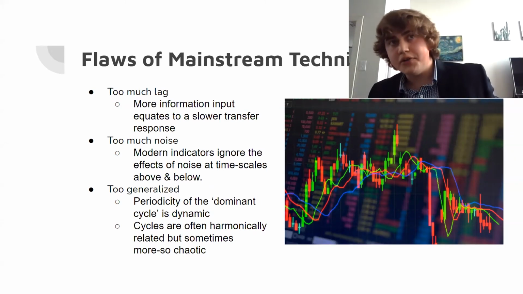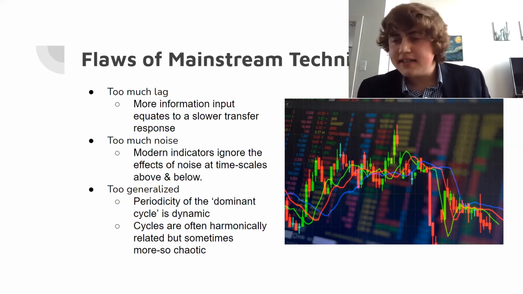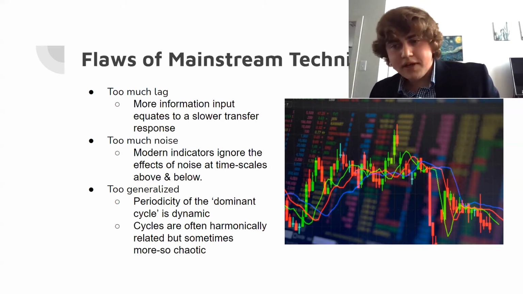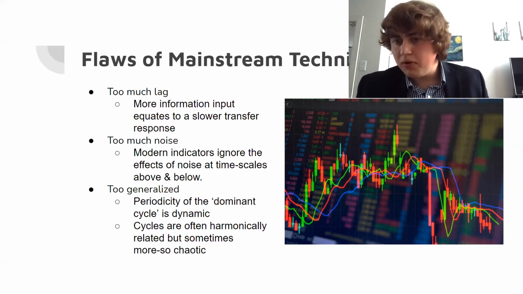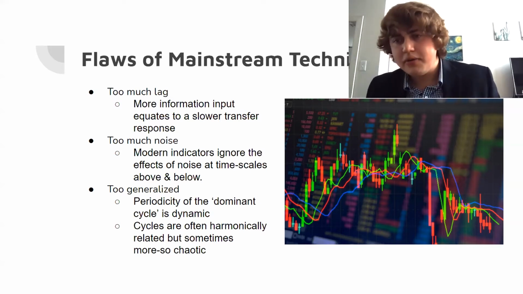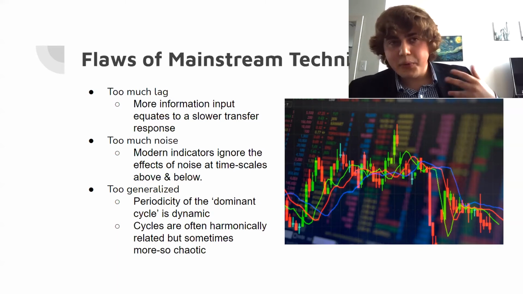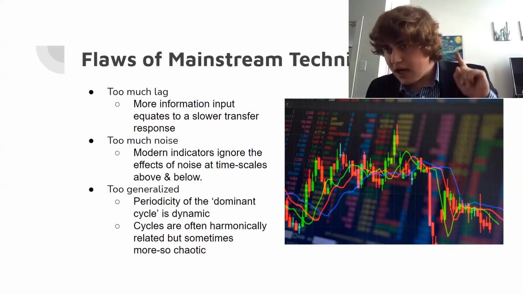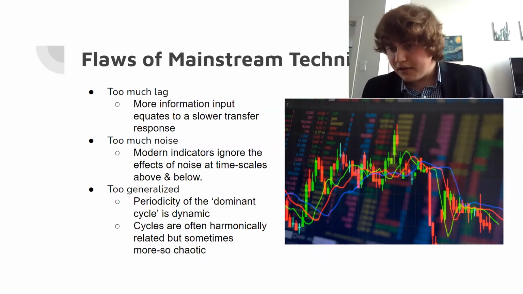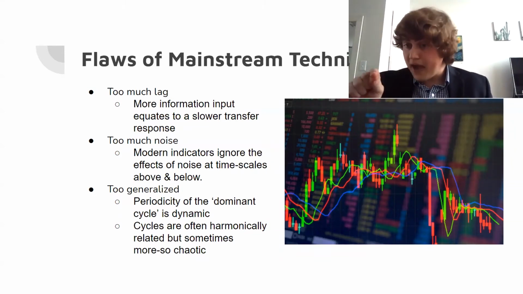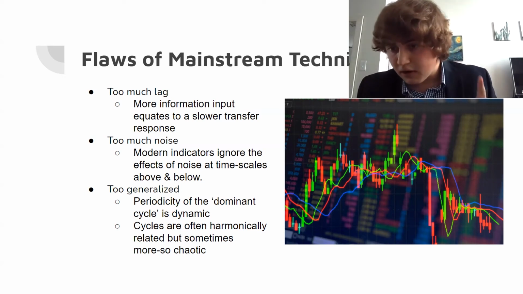And second, there's too much noise, right? As I said before, if every time scale has its own horizon, has its own equilibrium, then wouldn't it make sense that the time horizons above and below the scales that you're currently trading actually affect your observation of the current scale?